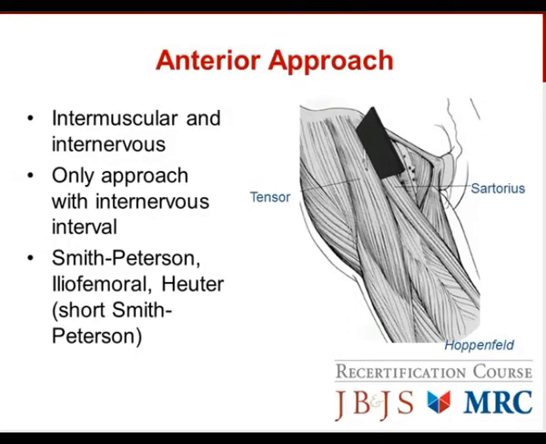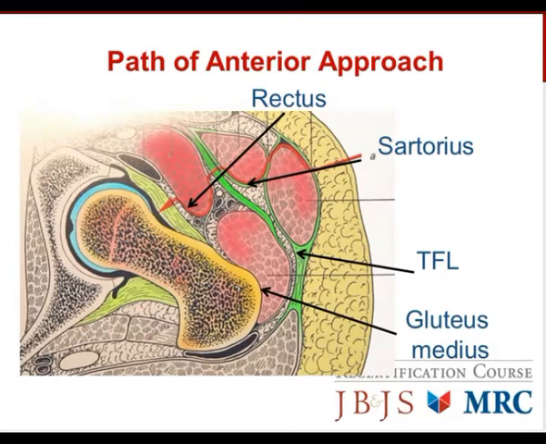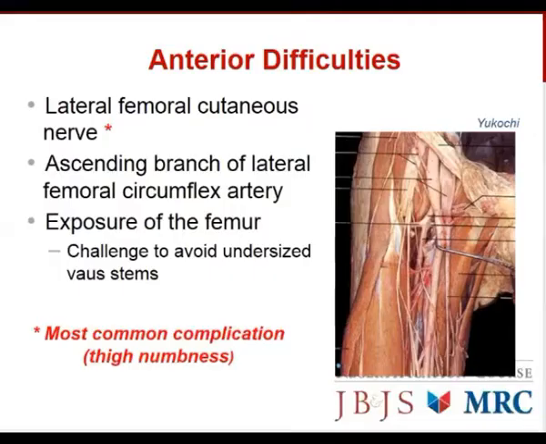The anterior approach is the only approach that has a true internervous interval. The intramuscular interval is between the tensor and the sartorius, as is depicted here. And of course, the direct anterior approach goes by a number of different names, including those that I have listed. Now, the path of the anterior approach superficially passes between the sartorius and the tensor fasciae lata, and deep in between the rectus and the gluteus medius, as is depicted in this slide.